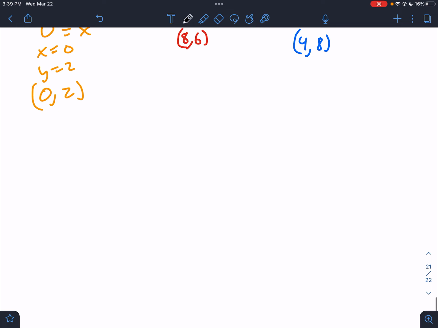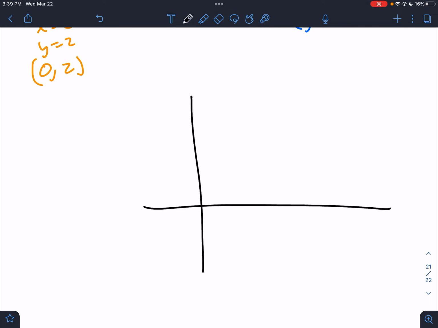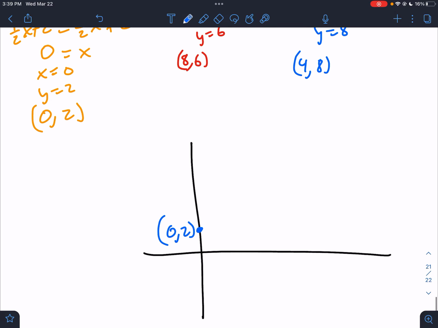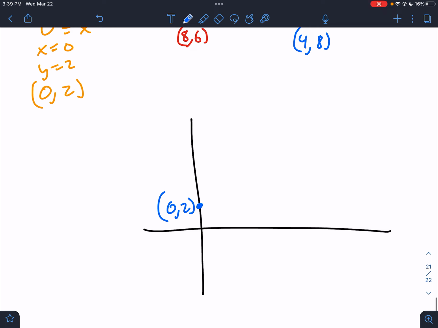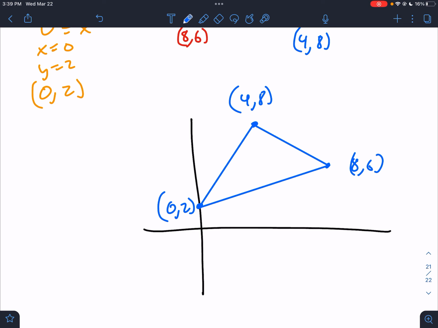I'm going to draw my triangle. And I have 0, 2. I have 4, 8, right? 4 over, up 8. And then right 8, up 6. So just a rough estimation of where they go. We're going to draw this triangle. This is the triangle I need to find the area for.